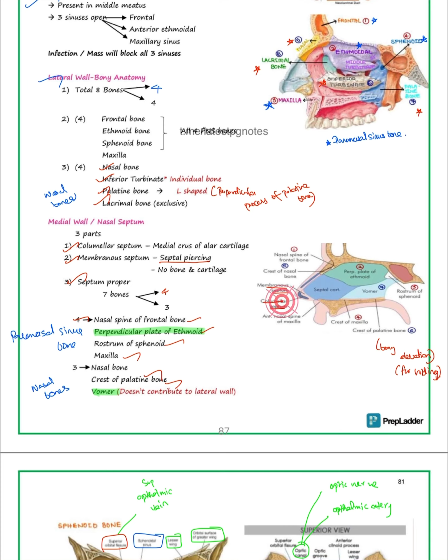First, this is the columnar septum. Then there is a gap known as the membranous septum. This is the area of piercing that humans normally do. Then there is the septum proper. This is the septum proper.